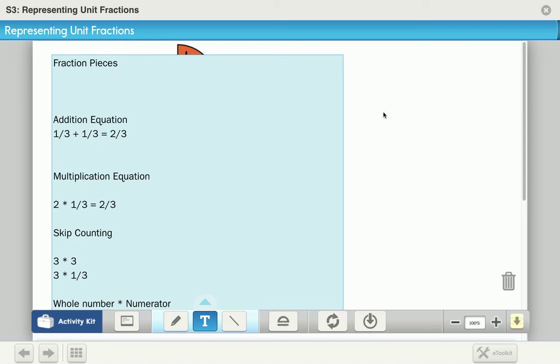So when we look at multiplying a whole number times a fraction, we can think of it as like skip counting. So if you were going to do 3 times 3, then you would skip count. Okay, that's one way that you could do it. We would do 3, 6, 9. So 3 times 3 would equal 9. Same thing with skip counting when you're using fractions. 1/3, 2/3, 3/3. Okay, so 3 times 1/3 would be 3/3.